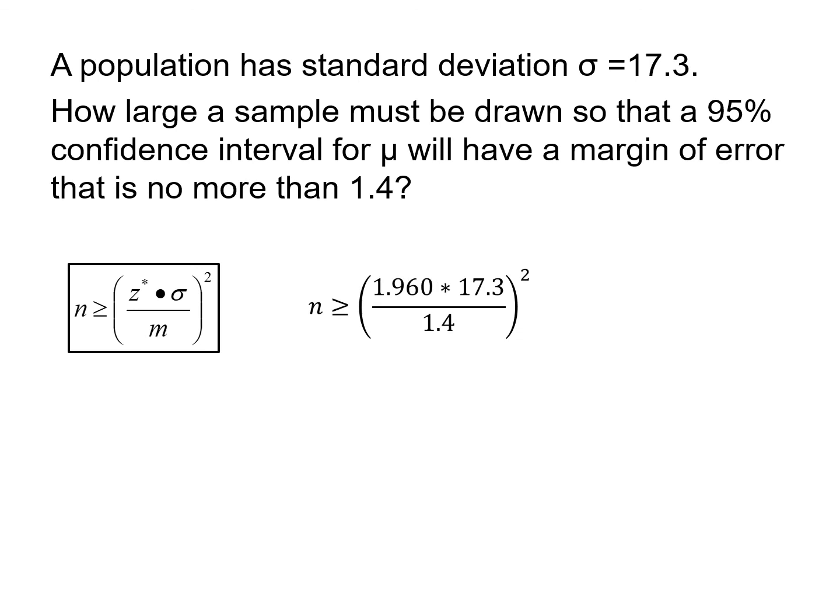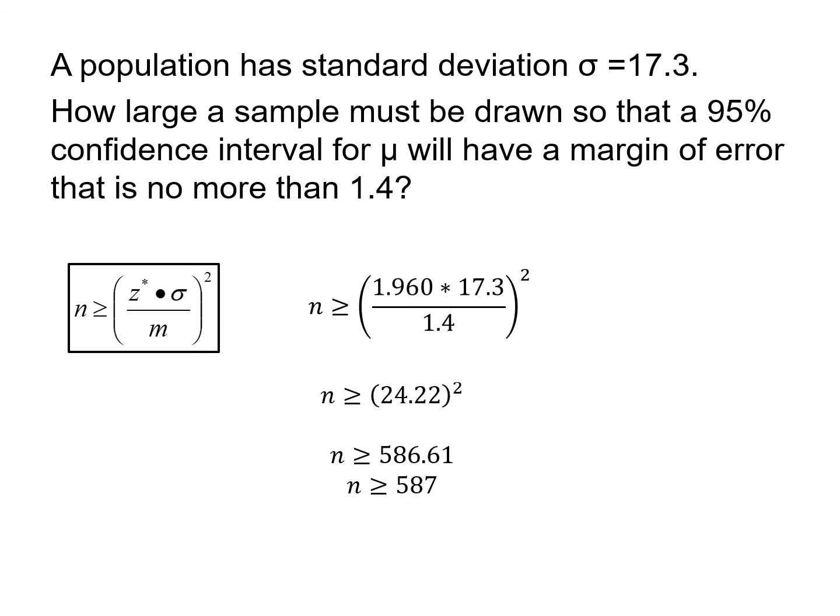So what we're going to do is plug it in. Notice where I put each number. Notice that it's squared at the very end because we're doing the opposite of the square root. So I find out what that is. 1.960 times 17.3 divided by 1.4 gives me 24.22. I square that, and that's 586.61.